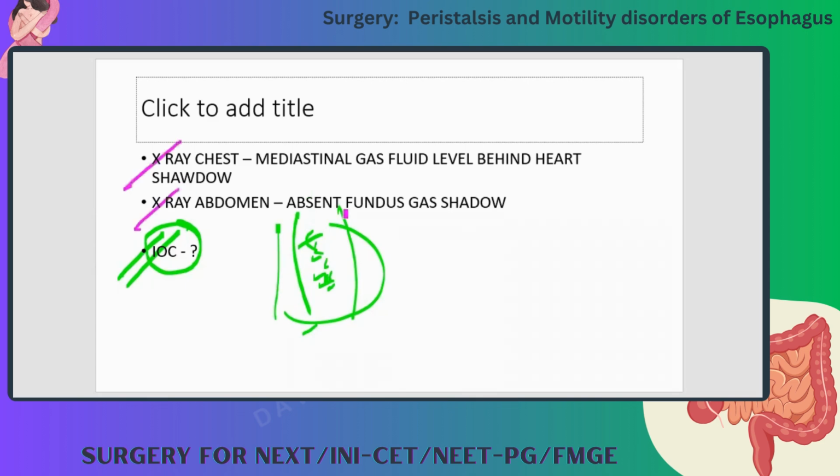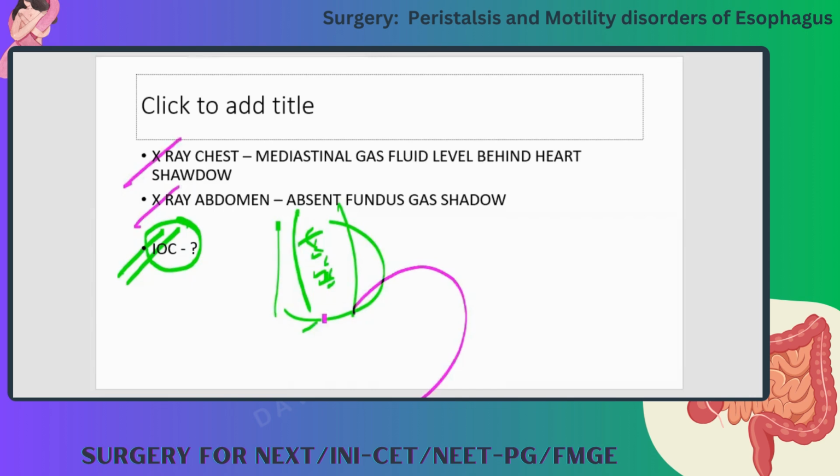And there will be absent fundus gas shadow, because here there is obstruction, so nothing is passing below. Normally the fundus will have a gas shadow. Here it is absent. So these two are our example, these two are the X-ray pictures of our achalasia cardia.